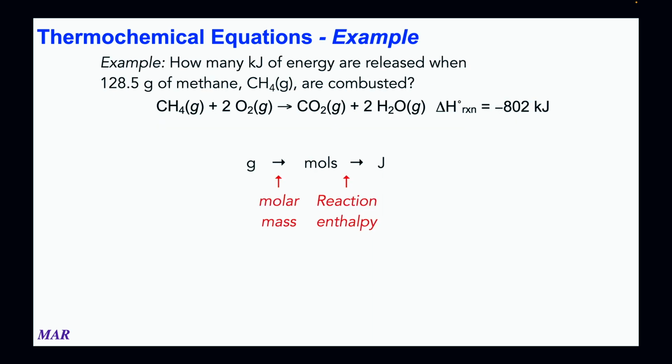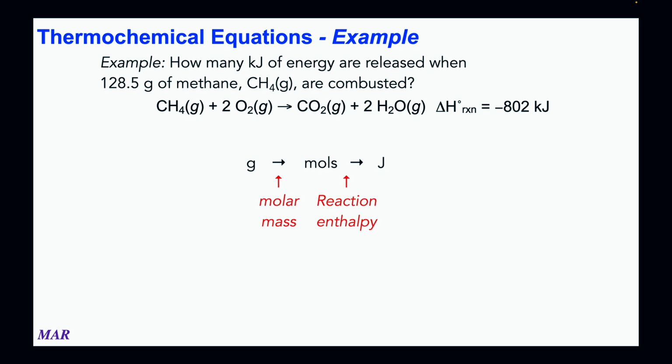So here's an example of a kind of application of this process that might be helpful to you. It says how many kilojoules of energy are released when 128.5 grams of methane, CH4, are combusted. And there's the reaction again. Methane plus 2 oxygens makes CO2 and 2 waters, and minus 802 kilojoules is the delta H value for this reaction.